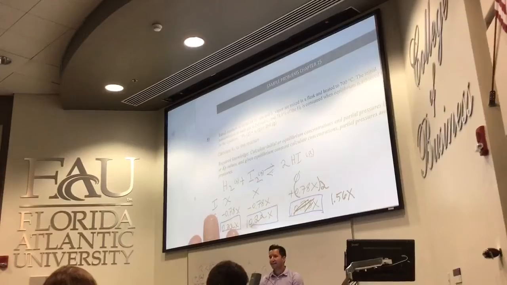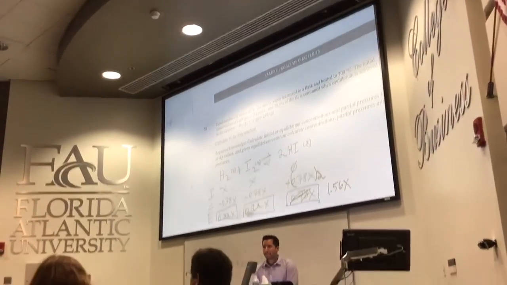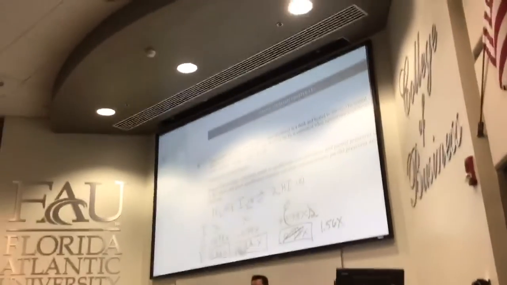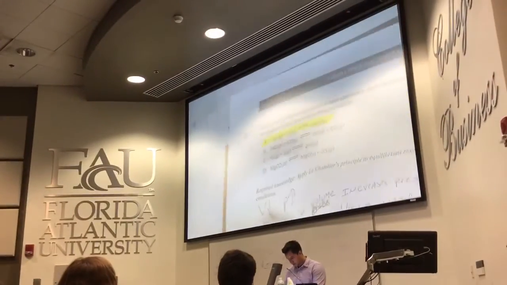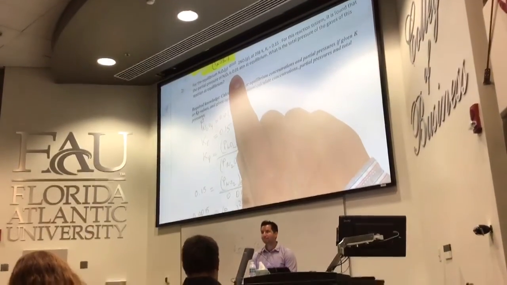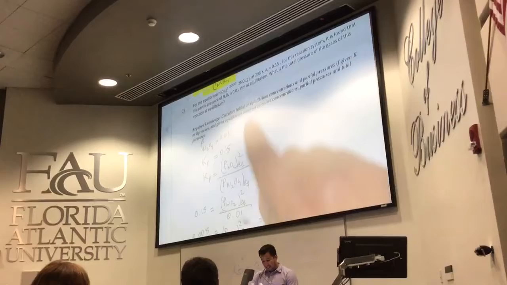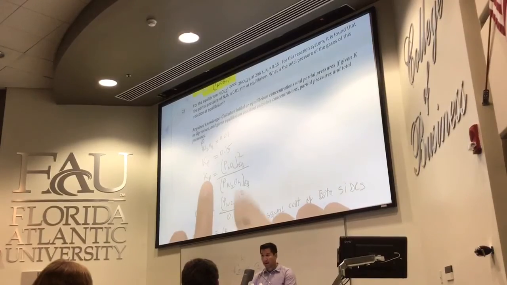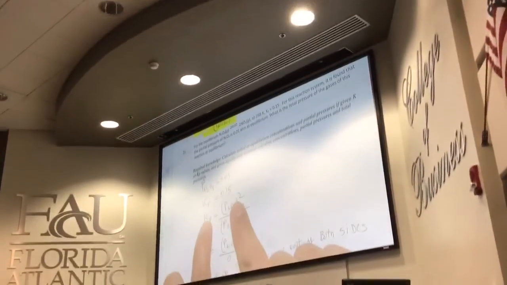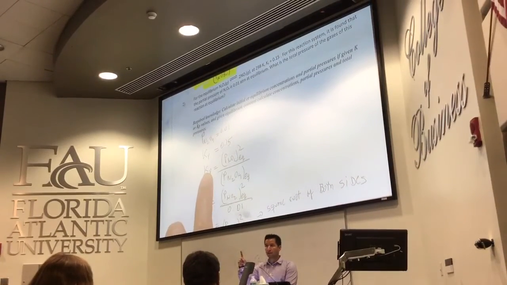So my question is, you use the ice table in number 5, but not in number 2. I didn't use it in number 2. You're looking for the pressure. I didn't use the ice table here because I already know the equilibrium amount of one of them. I set up my expression, I know one number, I know the other, I have a single unknown. I can solve for that. You only need one equation when you have a single unknown.